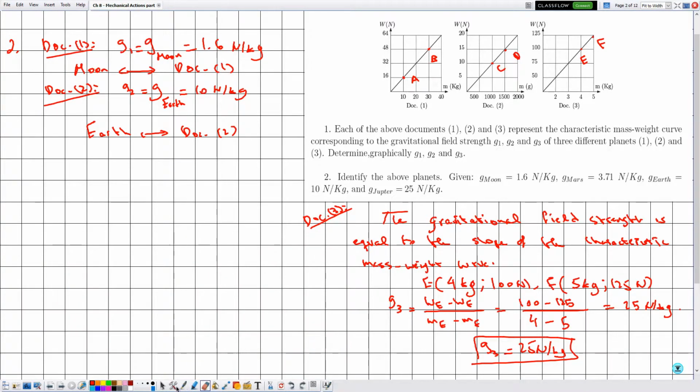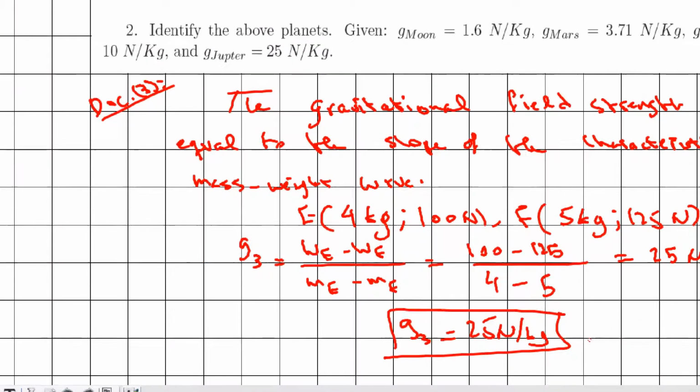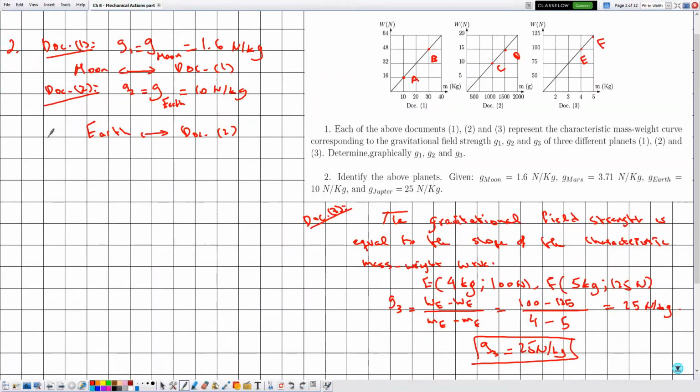Now finally, as for document 3, its value is given by 25, corresponding to Jupiter. So the value of g3, which is equal to g of Jupiter, is equal to 25 newtons per kilogram. In this case, Jupiter corresponds to document 3. So this is it for this exercise.